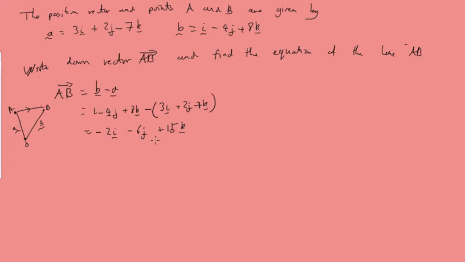Okay, now we want to find the line equation. So we know our general point is r. Our known point is going to be a, so it's 3i plus 4, oh, it's meant to be a 4. Is it meant to be a 4? No, it's a 2.